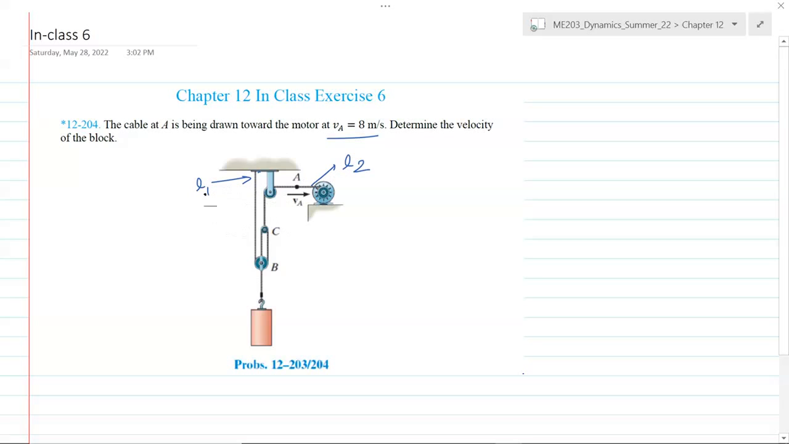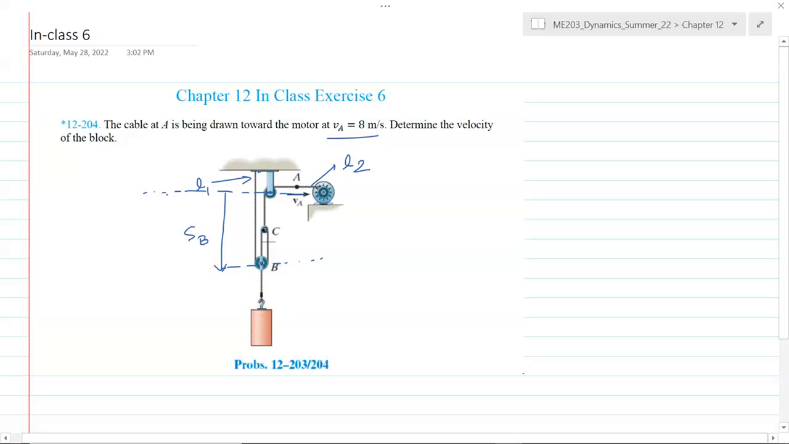Now define the datum. The datum should be a fixed reference point, and this is a good reference point because it does not change with time. So center of pulley at A is the datum point, and relative to that datum we define the position vector for the center of block, which is SB, pulley B. Now see, pulley B and block are attached with a fixed cord, and this cord does not change the length. So whatever is the position of pulley B or the velocity of pulley B, that will be the same as the velocity of the block.